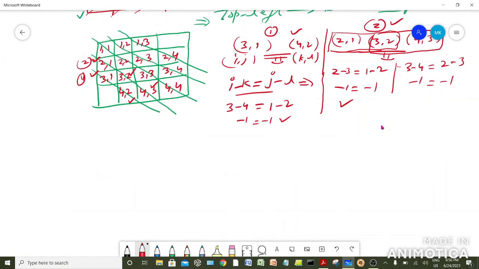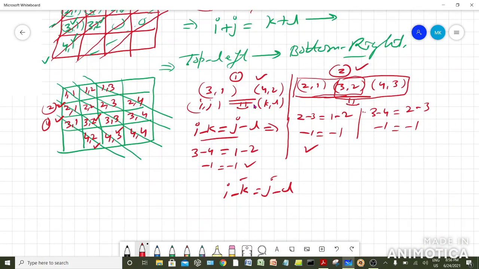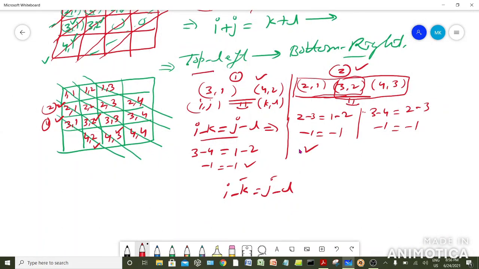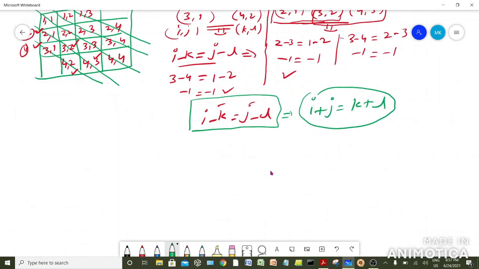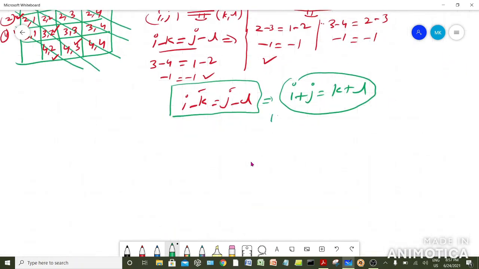It means that if i minus k is equal to j minus l, then these two queens are going to face each other diagonally, and that diagonal is of the nature from top left to bottom right. So we have two expressions till now, one satisfying one set of diagonals and the other one, that is, i plus j is equal to k plus l. So this was for the second diagonal.